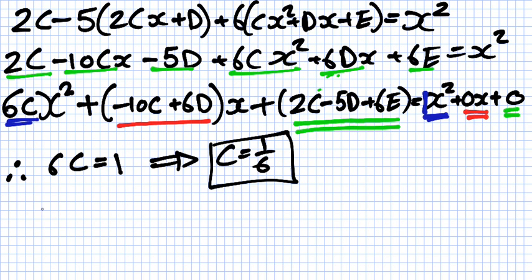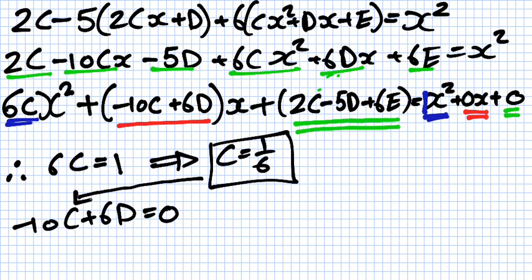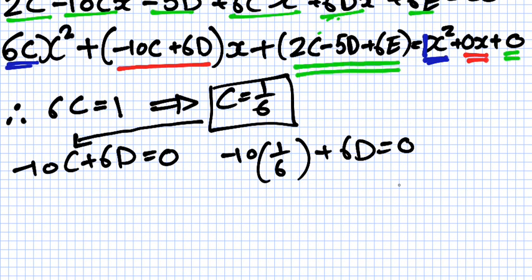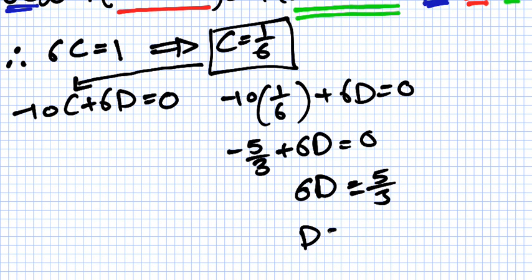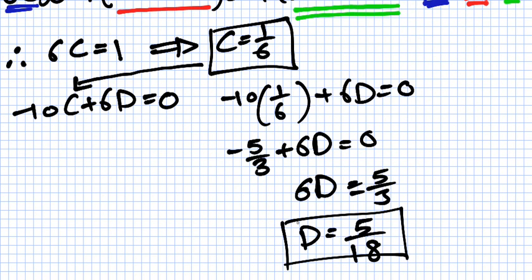Now looking at the red pieces, minus 10c plus 6d, that must equal 0. So if I put my answer in for c, I get minus 10 times 1 over 6 plus 6d equals 0. So I'll get minus 5 over 3 plus 6d equals 0. 6d equals 5 over 3. Bring the 6 down, I get d equals 5 over 3 times 6, which is 18. So that's the d there.